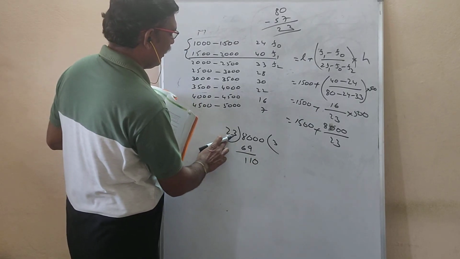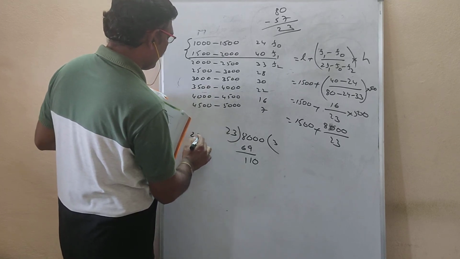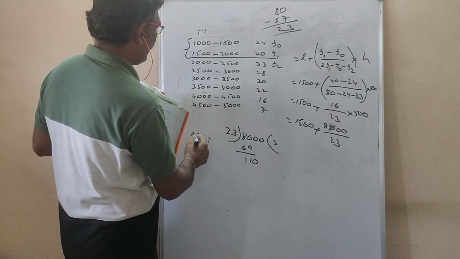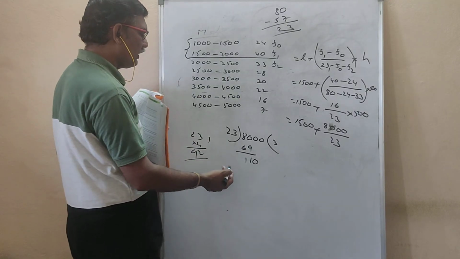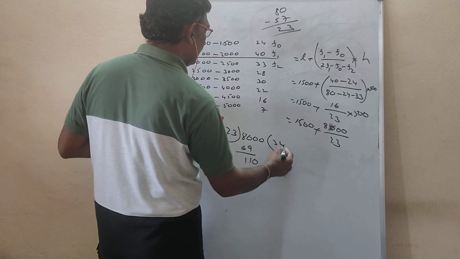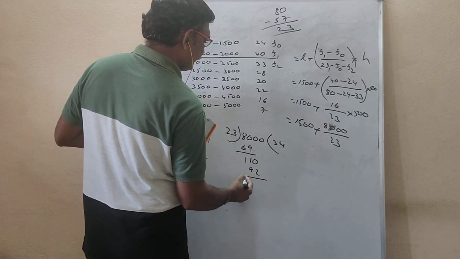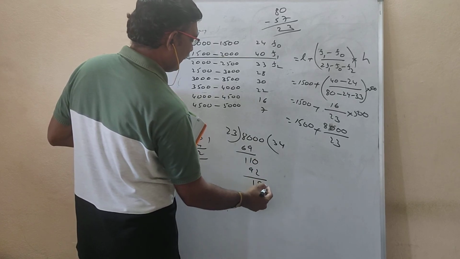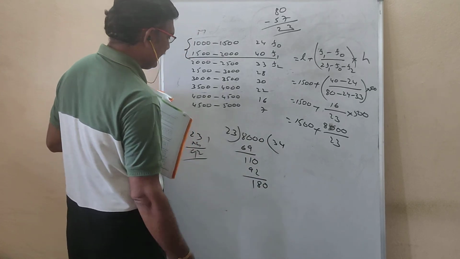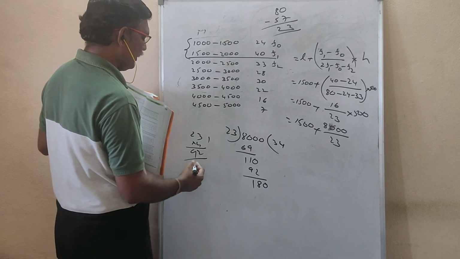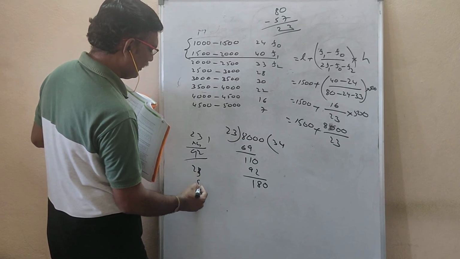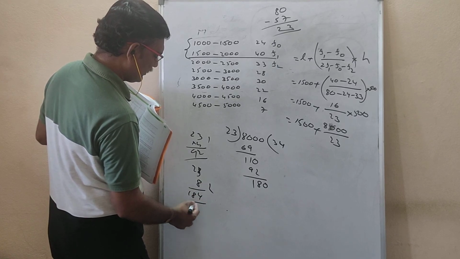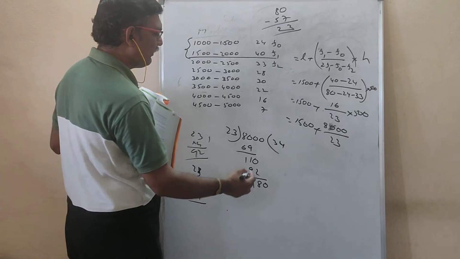23 4s are 92. 23 5s, you are getting more than this number. So 23 4s are 92. If you do subtraction, 10 minus 2 is 8, 1. Again one more 0 taken down, 180. So here 23 8s are 184.